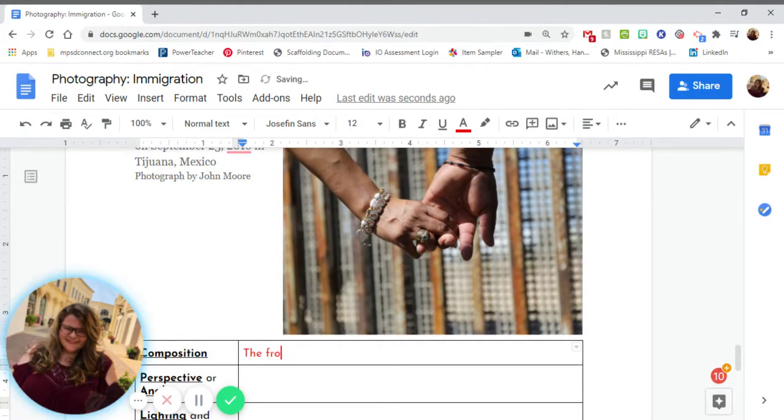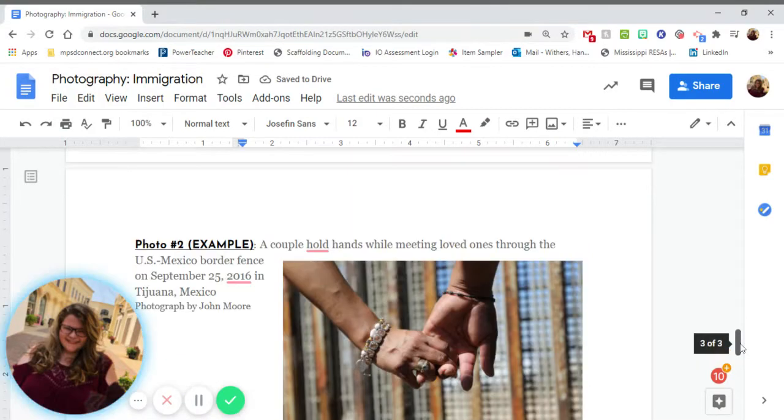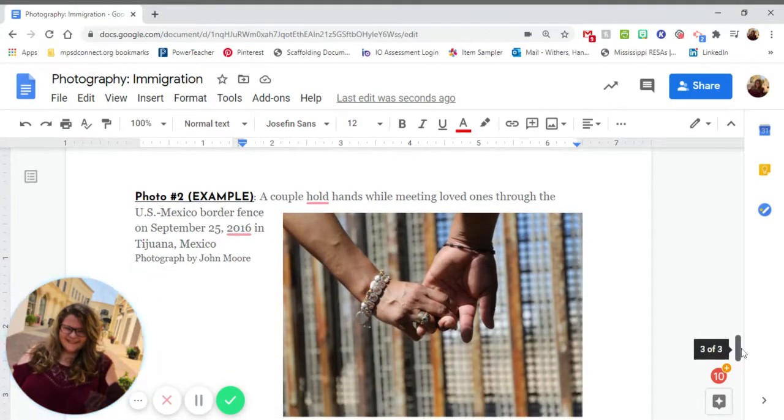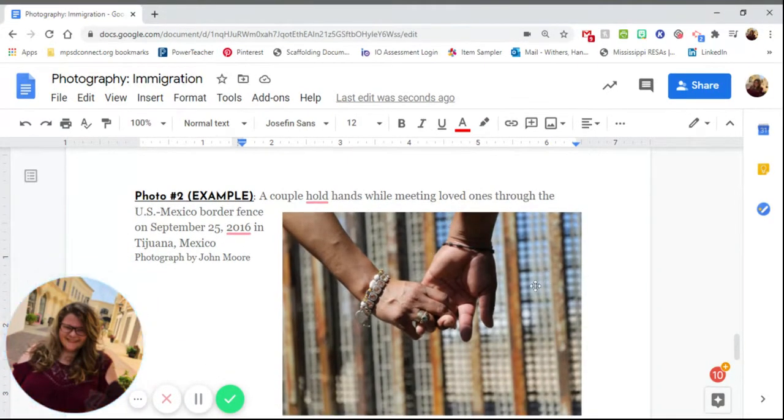The foreground of this picture is very clear. And so this is a very good example of foreground and background. The foreground is what you see. Boom. It's these two people holding hands.